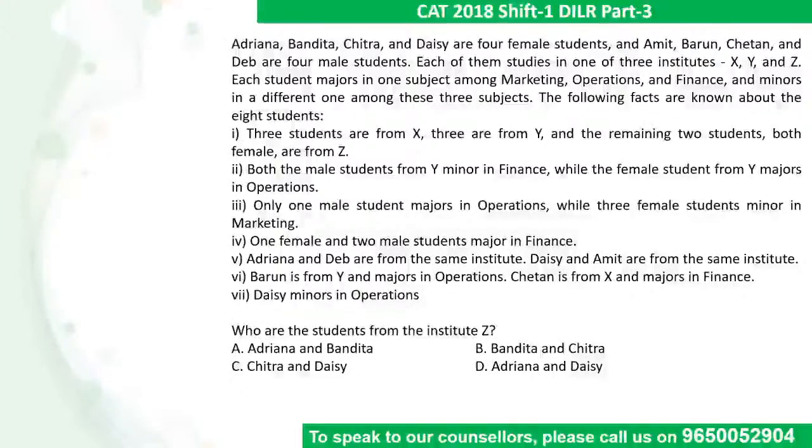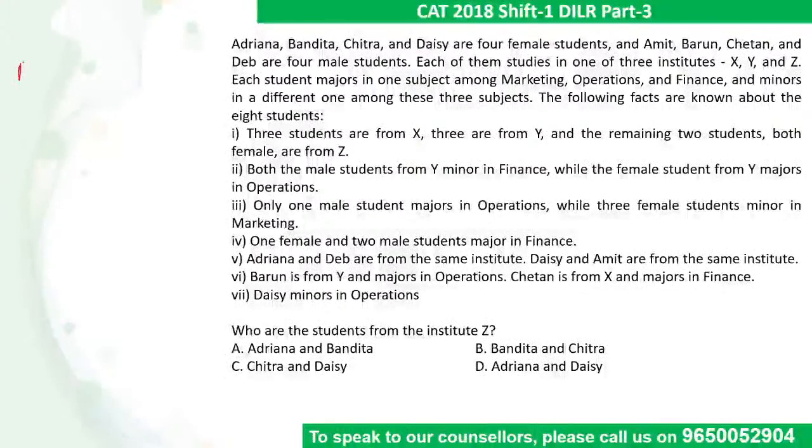Now let's come to the next set. It says that A, B, C, D are four female students, and so are A, B, C, D. I mean, they have some names, and they study in three institutes, X, Y, and Z. Okay, and each student majors in one subject and minors in another: marketing, operations, and finance. Okay, the following facts are also given: three students are from X, three from Y, and the remaining two students, both female, are from Z.